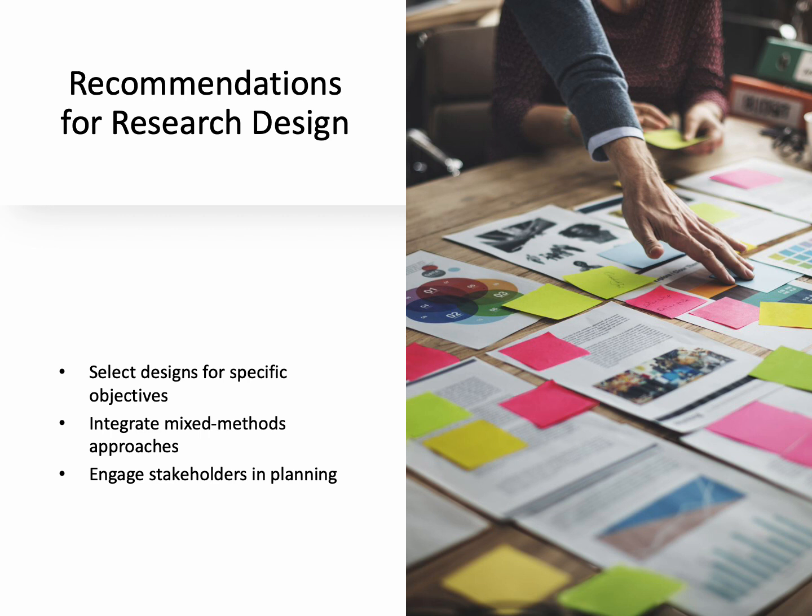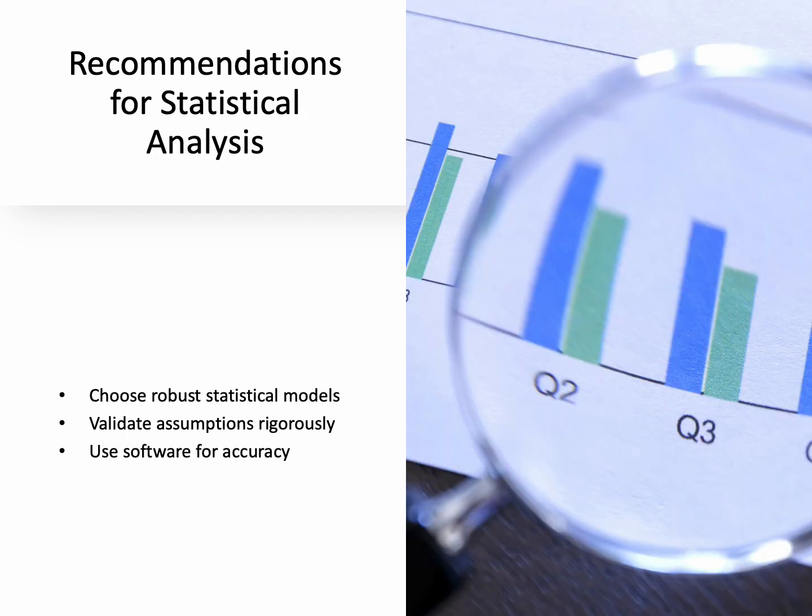This slide transitions to recommendations for statistical analysis, where we'll explore analytical strategies. Following research design recommendations, let's provide recommendations for statistical analysis in Canada's research context. Choosing robust statistical models involves selecting appropriate tests, like regression for predictive studies or ANOVA for multi-group comparisons, to match data and objectives. For example, a Canadian education study might use logistic regression to predict student outcomes.